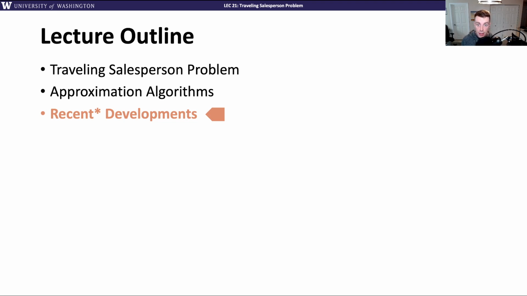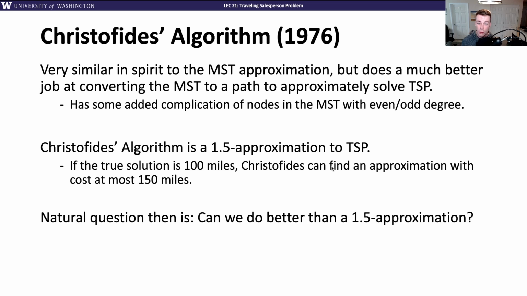So in the last video, I introduced the notion of an approximation algorithm, and we talked about that one algorithm for the minimum spanning tree to approximate the TSP solution. In this video, I want to talk a little bit more about more recent developments and how this works. I put a star next to recent because not all of them are the most recent, particularly starting with our first one, which is this thing called Christofides' algorithm, came around in 1976. So it's actually in theory very similar to this MST approximation that we talked about before.